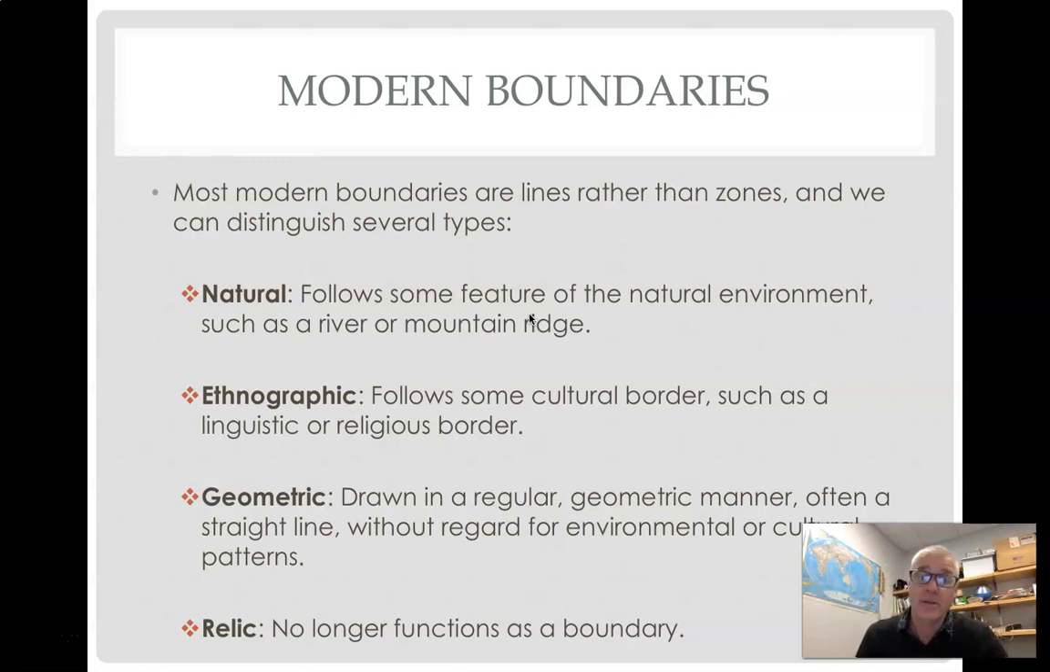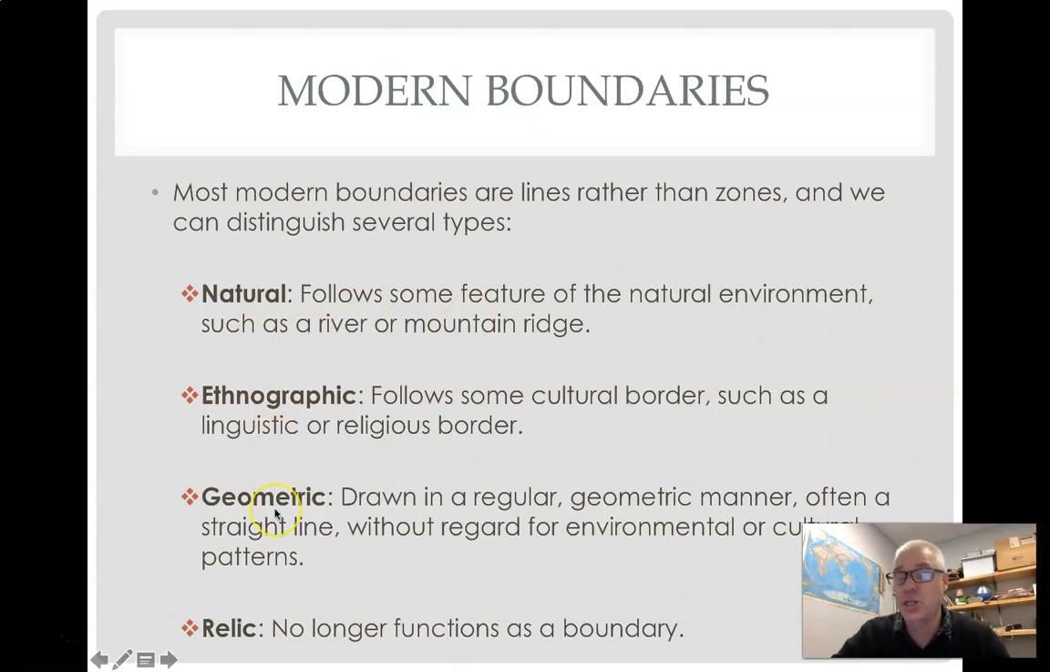An ethnographic border is one where there's some sort of cultural difference on one side or the other. So like India and Pakistan was an ethnographic border where Muslims were supposed to be on one side and Hindus on another. Of course, as we know, there was actually all sorts of people on both sides of the border, and that created all sorts of violence. But that's an example of an ethnographic border, or something that's between ethnic groups.